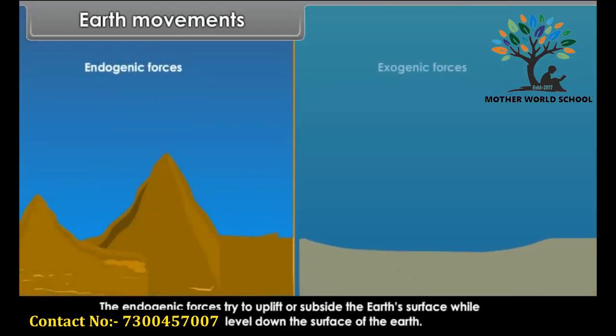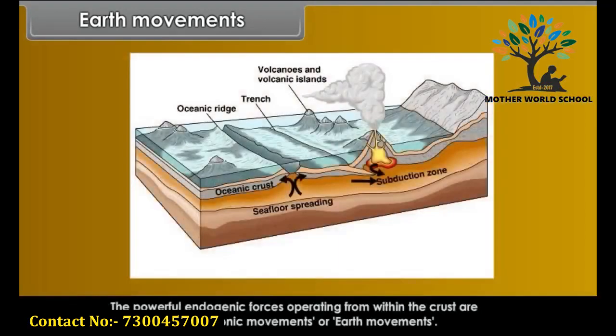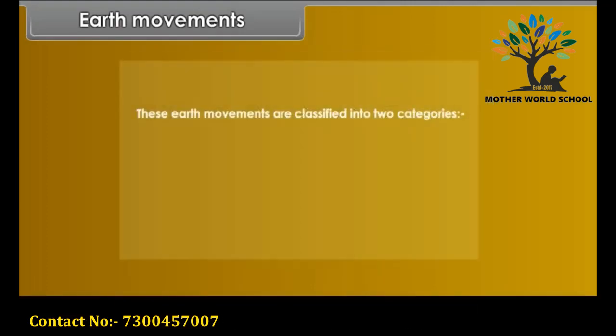The endogenic forces try to uplift or subside the Earth's surface, while exogenic forces try to level down the surface of the Earth. The powerful endogenic forces operating from within the crust are also known as tectonic movements or earth movements. These earth movements are classified into two categories: sudden movements, slow movements.